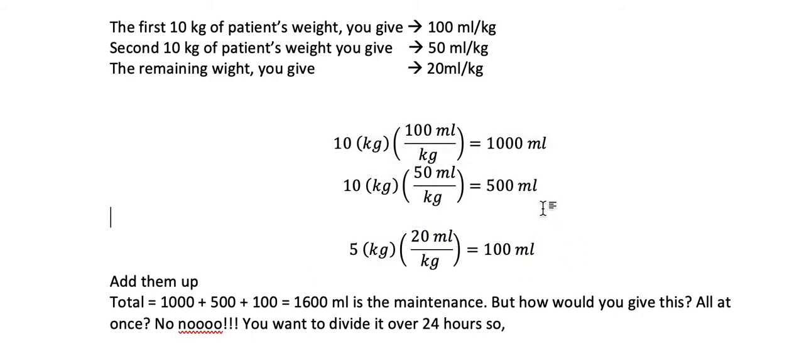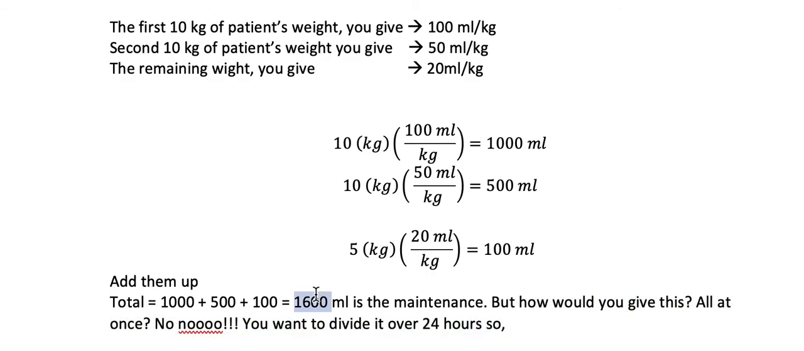So what you're going to do is add this to this to this, and I've written it down here. You need to give this kid a total of 1,600 mils for his fluid maintenance. But will you give him the entire thing at once? No, you can't. It's too much fluid. So how will you give it to him?